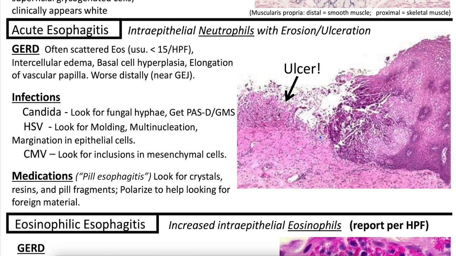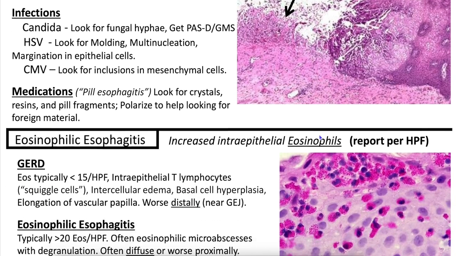Medications include pill esophagitis, look for crystals, resins, and pill fragments. And if you're unsure but you have a high suspicion, make sure to polarize.